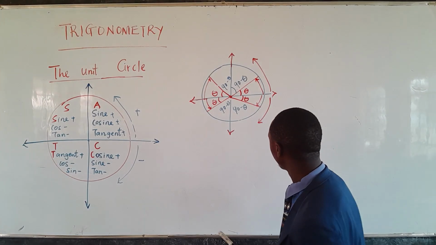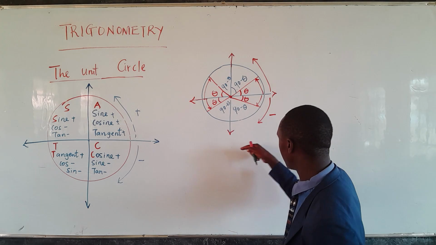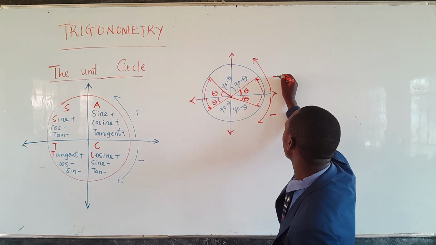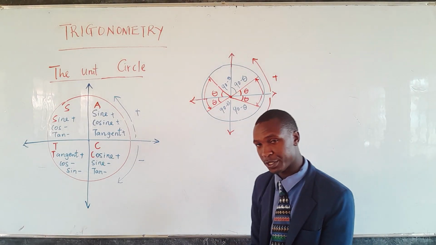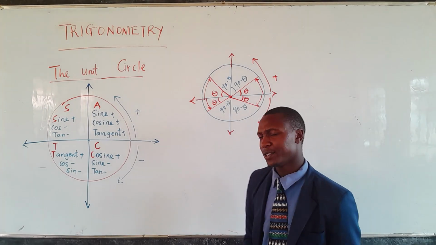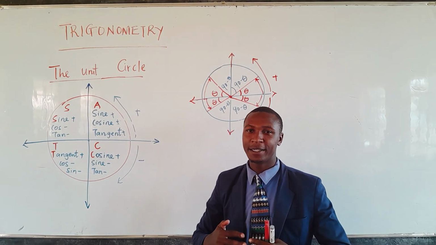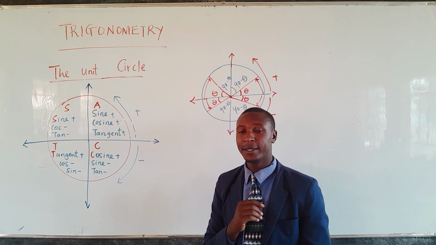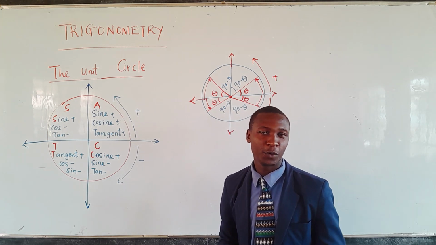And also, it's good to note that the angles to this direction are negative and the angles to this direction are all positive. Well, so how do we apply the unit circle? In the next video, we are going to do an example involving the unit circle.